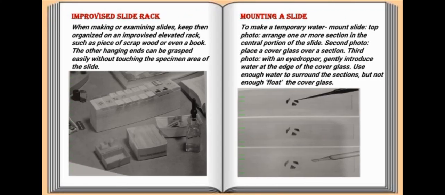The next is the improvised slide rack. When making or examining slides, keep them organized on an improvised elevated rack, such as a piece of scrap wood or even a book. The overhanging ends can be grabbed easily without touching the specimen area of the slide, just like in this picture.